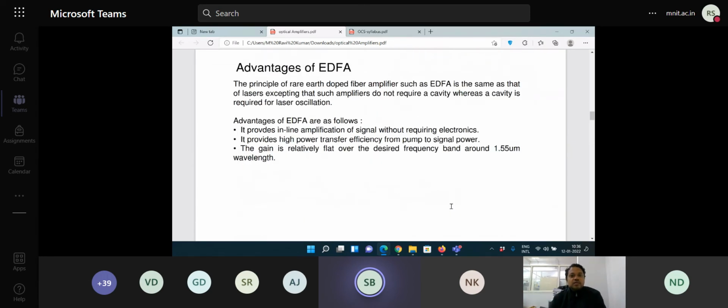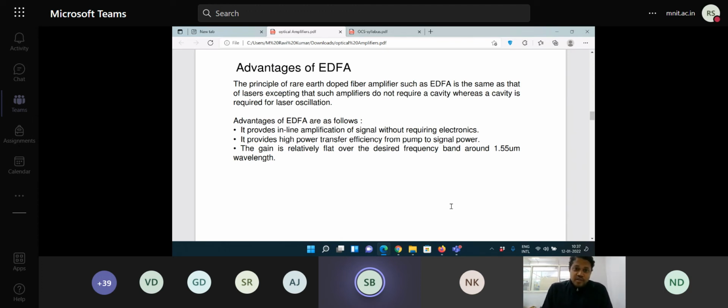So what are the advantages? The concept is similar to that of what we have in lasers. In case of lasers, we need a Fabry-Perot cavity which induces multiple reflections inside the cavity, whereas these amplifiers do not need any cavity. Just as the optical input signal and the pump signal propagate along the EDFA, power is transferred from the pump to the signal.